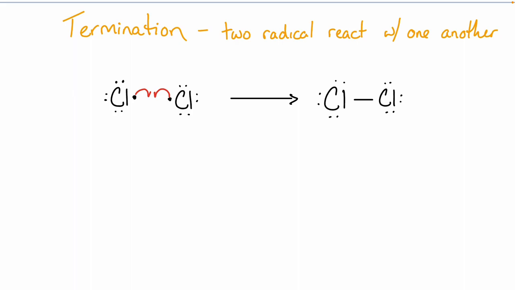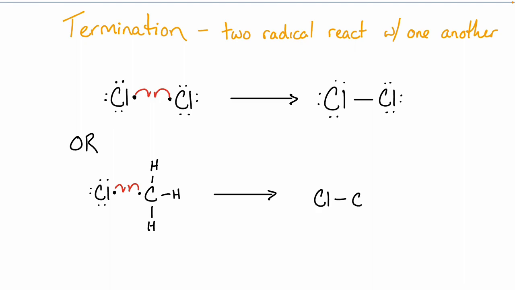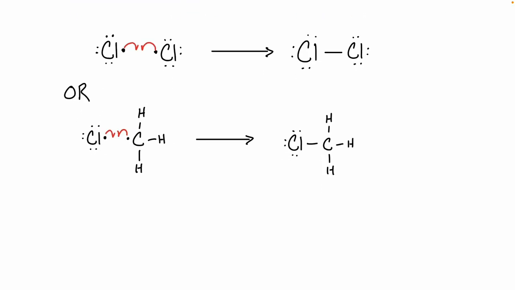They don't have to both be chlorines. So we could also have a situation where our chlorine radical bumps into one of those alkyl radicals. Right, that will also terminate this radical halogenation reaction, right? Kind of stop things. All right, or there's even a small chance that two alkyl radicals will find one another.